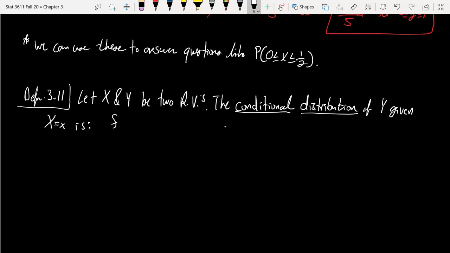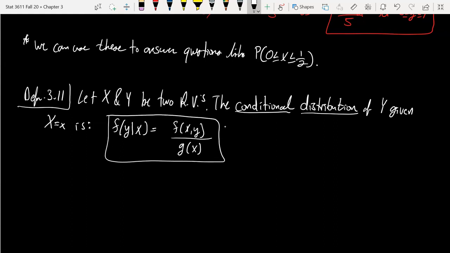This is f of y given x, just like the conditional probability. And how does one compute this? Think about the relationship that you had with conditional probabilities of events. It was the probability of the intersection divided by the probability of the given. Well, we're going to take the analog there in terms of our distributions. This would be the joint distribution, which mirrors the intersecting probability, divided by the marginal distribution of x, which mirrors the probability of the given event.